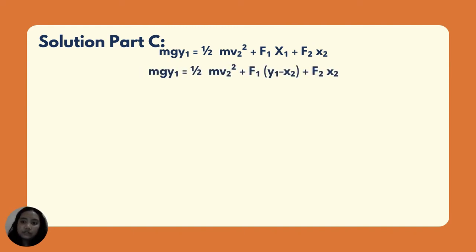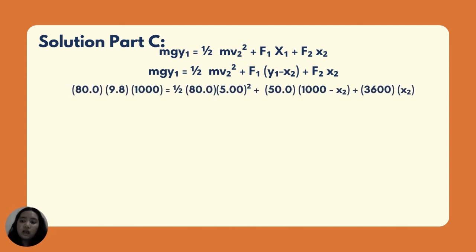To solve, let us input our given first and replace the value of x1 to y1 minus x2 because just like what I have said, x1 is equivalent to the initial height minus x2. After inputting the given, we now have this. And after calculating the equation, we now have 784,000 is equal to 1,000 plus 50,000 minus 50x2 plus 3,600x2.